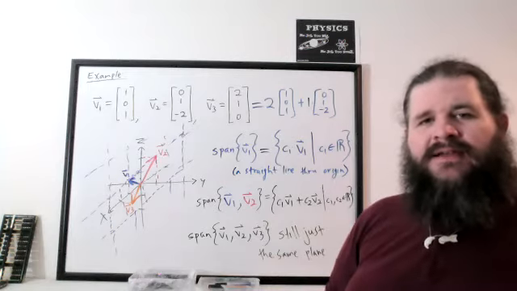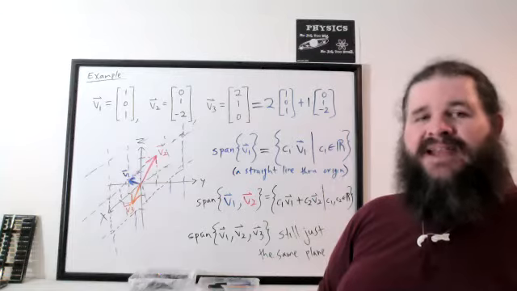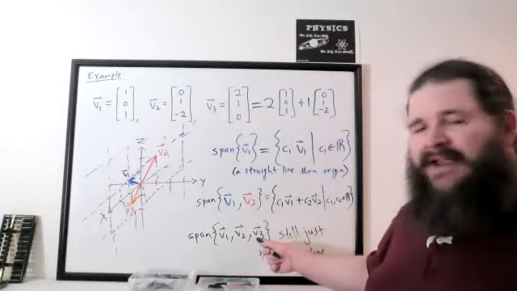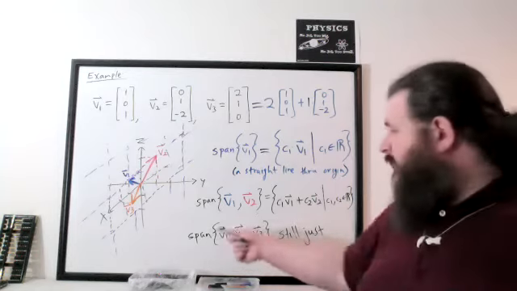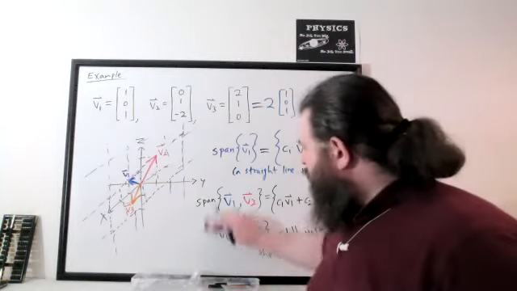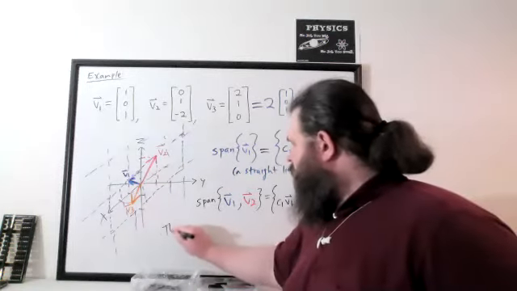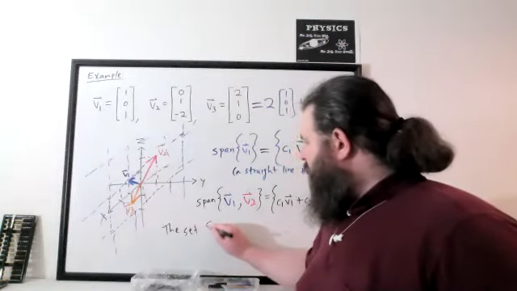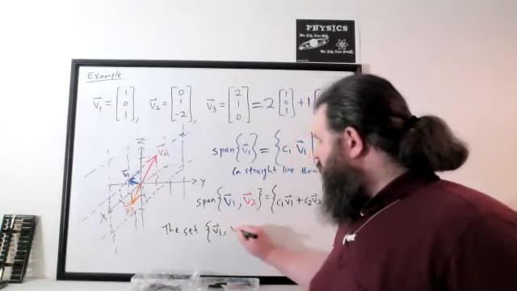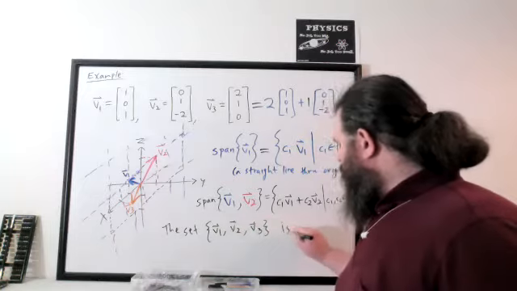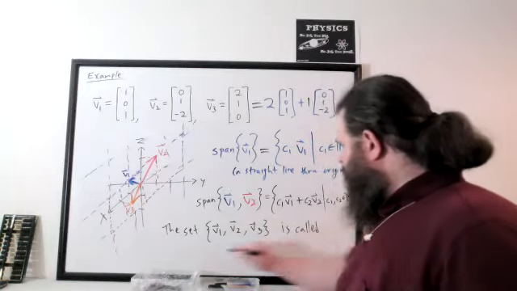And this gets into the idea of linear dependency. The fact that v3 doesn't provide any new information means we'd say this set of vectors, v1, v2, and v3, is linearly dependent. The set of vectors v1, v2, v3 is called linearly dependent.